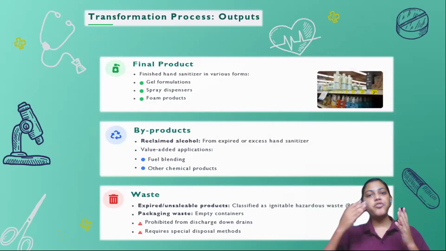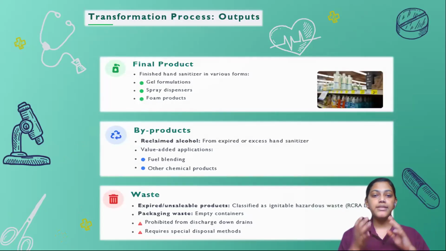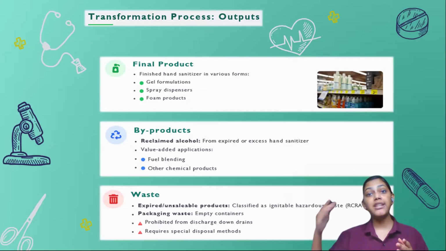Final is the outputs, which we get after the whole process. Final products include gel formulations, spray dispensers, and foam products in all hand sanitizers. Byproducts include reclaimed alcohol from excess or expired hand sanitizer. Then is the waste. Waste here is classified as ignitable hazardous waste, RCRA D001. Packaging waste like empty containers are also waste. The waste is prohibited from discharge down the drains, and special disposal methods are required, which we will see further in the PPT.